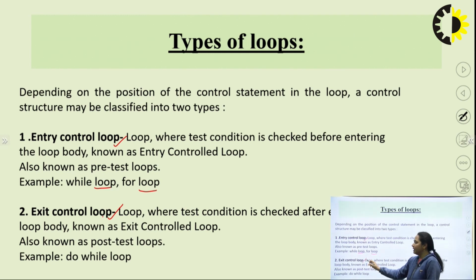Second, we have exit control loop. In exit control loop, the loop body is executed at least once. After execution of the loop body, the condition is checked. An example is the do while loop. It is also known as a post-test loop.